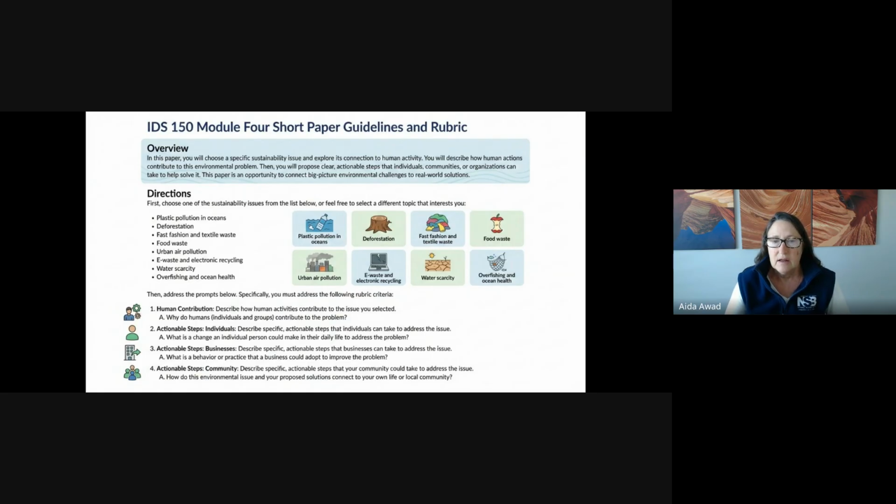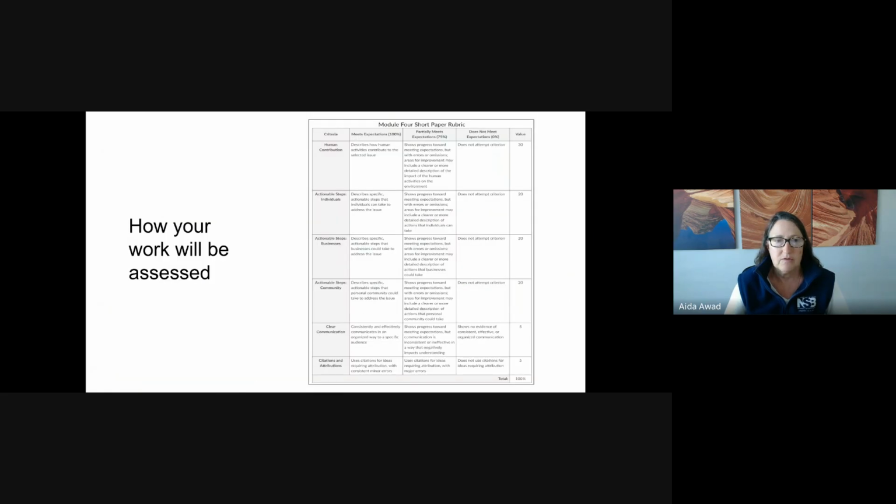And finally, think about a community, perhaps your own community, as it relates to the sustainability issue. What actions might the community take that would have a positive impact on the issue? And how would that connect with your own life? Now let's take a look at the grading rubric for this assignment.